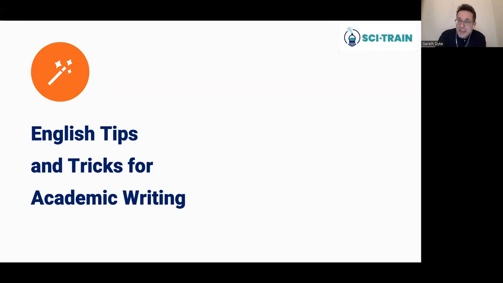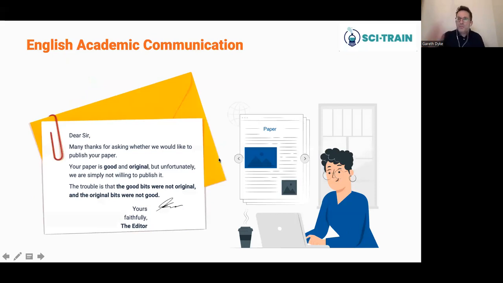Let's see how we get on with English tips and tricks for academic writing, because we all get letters like this from journals. Dear sir, dear madam, many thanks for asking whether we would like to publish your paper. It's good and original, but unfortunately we are simply not willing to publish it. The good bits were not original, and the original bits were not good.